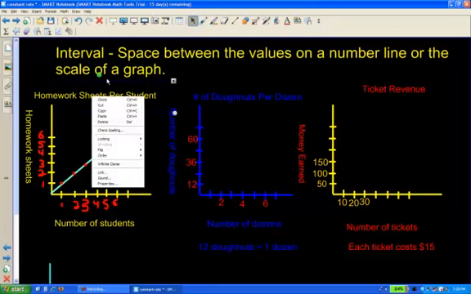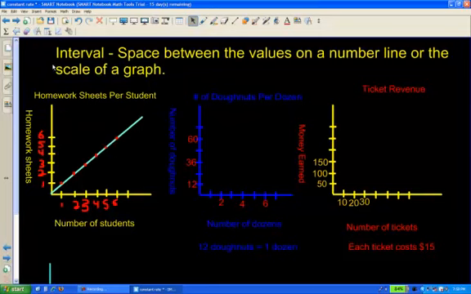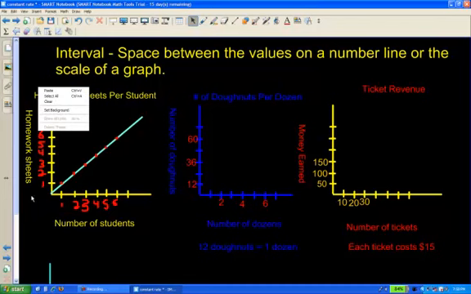An interval is another keyword to know, and that's just the space between the values on a number line, or the scale of a graph. So in this first example, our interval is just 1 each time. If every student gets 1 homework sheet, then I could actually keep this graph going all the way down if we want to do the 6th graders. There's, I think, 220 kids in the 6th grade, so I'm not going to draw that out, but you get the idea.